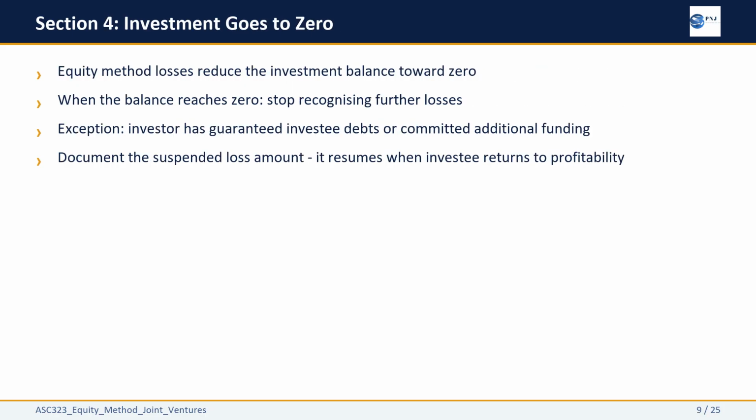What happens when cumulative losses drive the investment balance to zero? You stop. You cannot carry the investment negative unless you have guaranteed the investee debts or committed to provide additional capital. When zero is reached, document the suspended loss amount and monitor the investee results each period. If the investee recovers and returns to profitability, you resume equity pickup, but only after offsetting the suspended losses first.